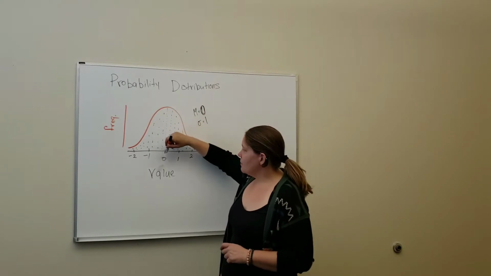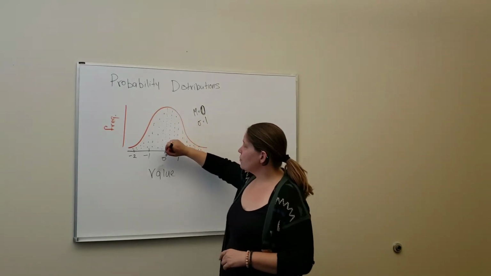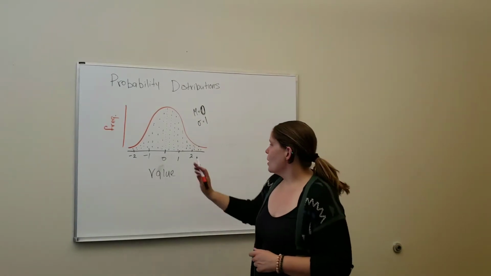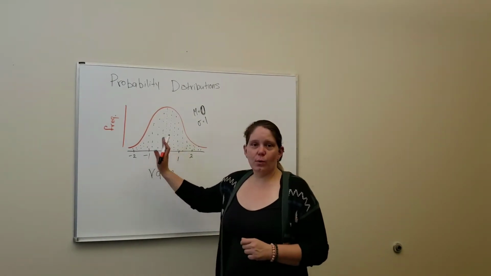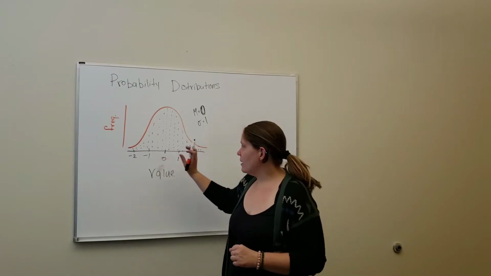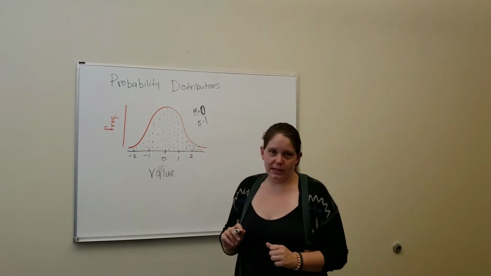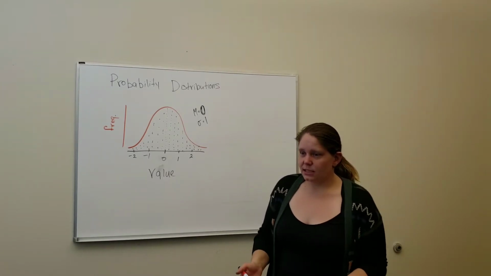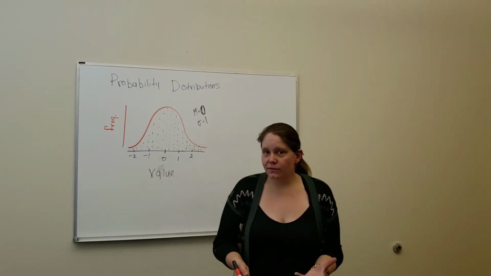So I'll say that again. The mean is going to be the most frequently occurring value in this distribution. But as we move away from the mean, those values don't occur as frequently. This is why we often use means in statistics to be representative of a group.